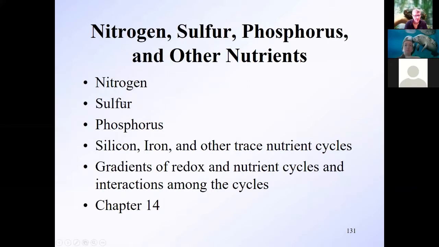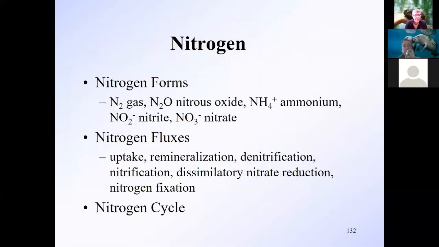So as I said, we'll talk about nitrogen, sulfur, phosphorus, silicon, iron, other trace elements a little bit, and then go back to that gradients of redox idea, nutrient cycles, and how they all interact with each other. So this is chapter 14 in your book. We'll start with the nitrogen cycle, one of my favorite topics of all time.